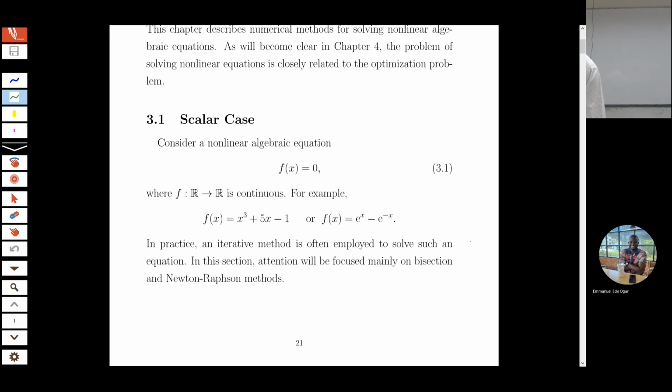First we consider the scalar case. Our approach is this: we will consider the scalar case first, and once we understand this, we move to the multivariable case. We consider the scalar case first because it's simpler. In the scalar case, we consider a nonlinear algebraic equation f(x) equals 0, where the function f is continuous. f maps R to R, and f is continuous.